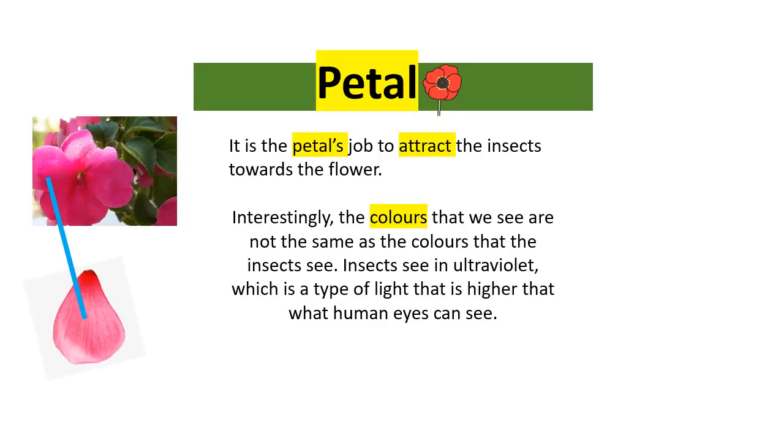So first let's talk about a petal. A petal is a part of a flower. The petal's job is to attract the insects towards the flower. The insects see the colors of the flower and that attracts them. So why would flowers want to attract insects?